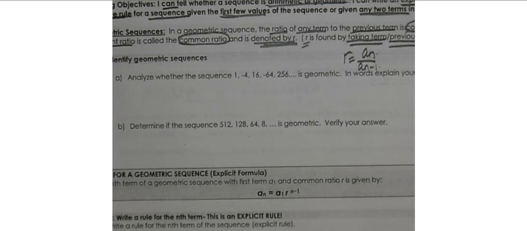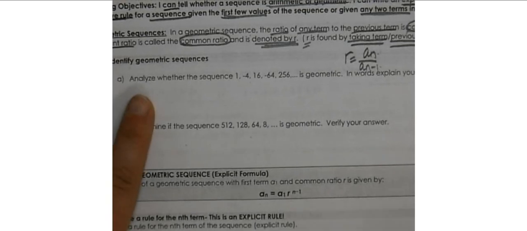So let's go ahead and look at our first example to tell whether or not a sequence is considered geometric. It says analyze whether the sequence is geometric, and in words explain your rationale. So let's go ahead and look at our situation. We're going from 1 to -4, -4 to 16, 16 to -64, and -64 to 256.